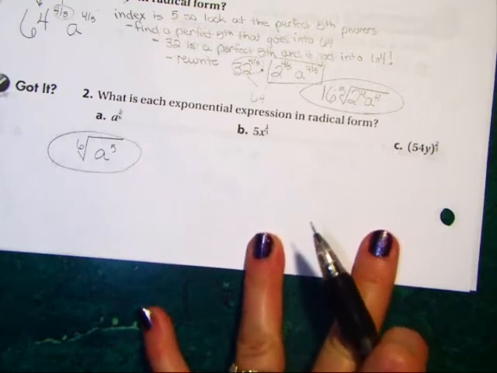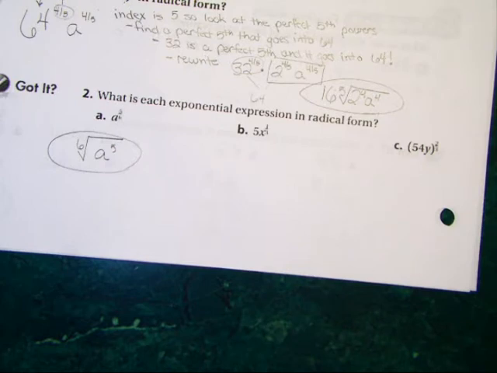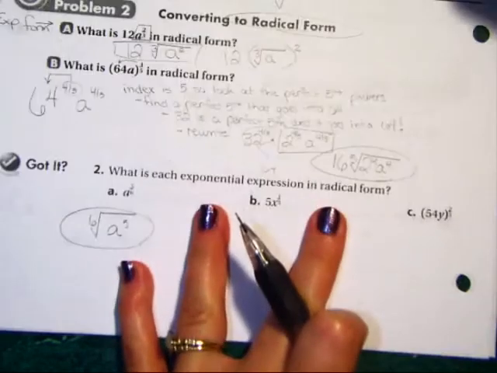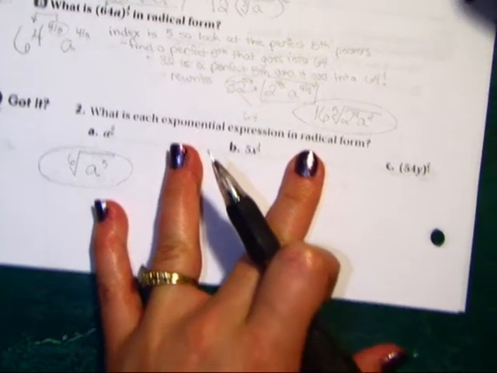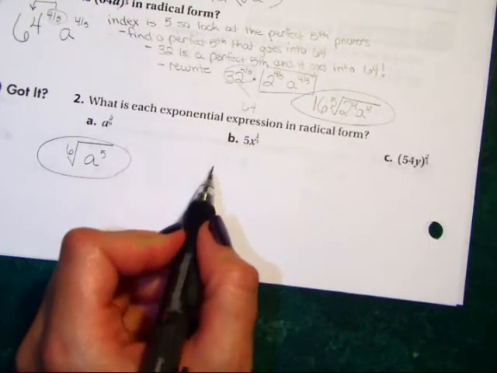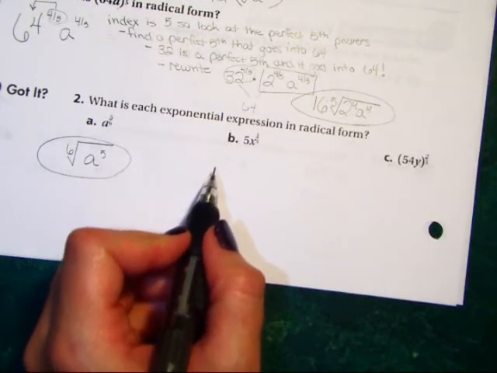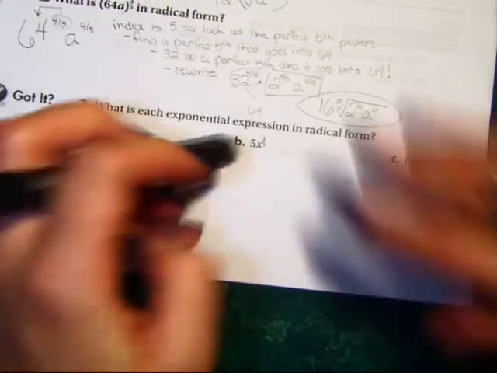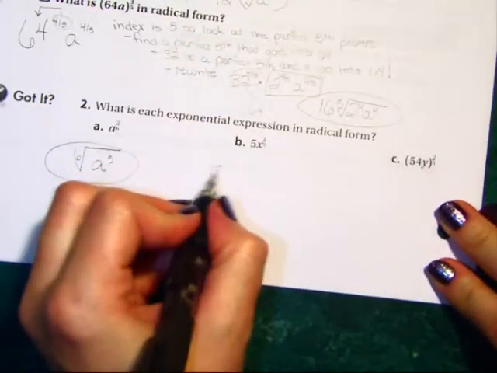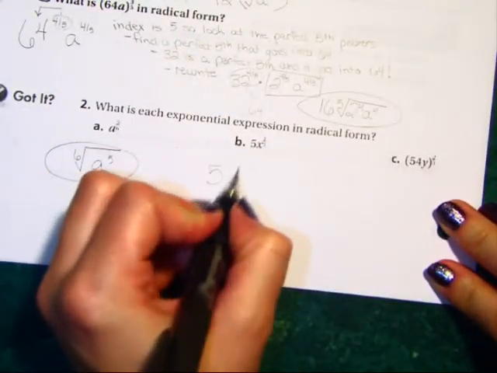Okay, part B. Mary, what is the only thing in this problem that has an exponent? The X. Did you hear that, guys? Only the X has an exponent. Look at problem 2, part A, if you need some further clarification. So, Mary, does the 5 go inside the radical sign? No. The 5 chills out outside, and there's your radical sign.